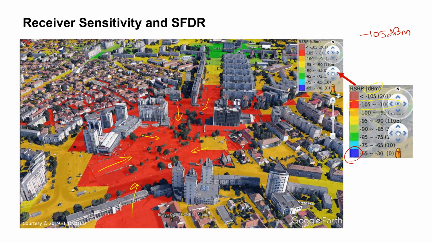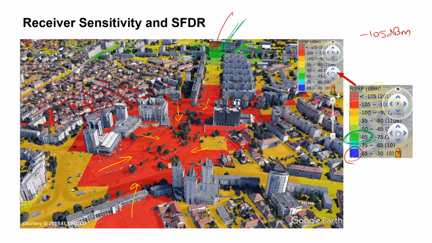I am not seeing anywhere where I'm getting this kind of high power, but let's see this green area. Yeah, this may be an area, a place where I have a base station pretty close to this area. So that's why in this area I'm getting a power level of almost minus 85 dBm.